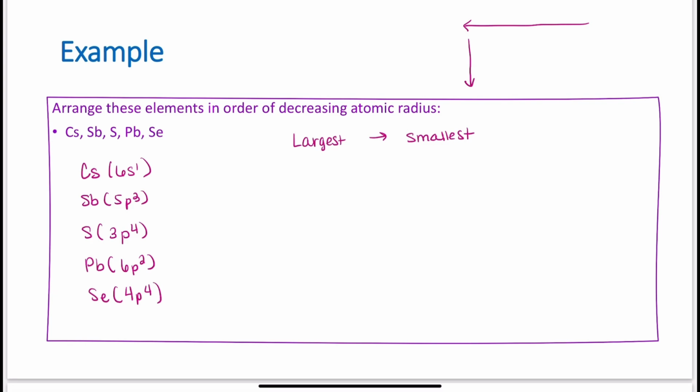So just thinking about that, what does that mean? Well, that means that cesium and lead have to be the biggest guys. Okay, they're going to be the largest because they have this n equals 6 energy level. But if I think about where they are on the table, cesium's over here, lead's over here, so cesium's going to be bigger than lead. Next up, I've got antimony in my 5th energy level. Next up, I've got selenium in my 4th energy level. And lastly, I've got sulfur in the 3rd energy level.